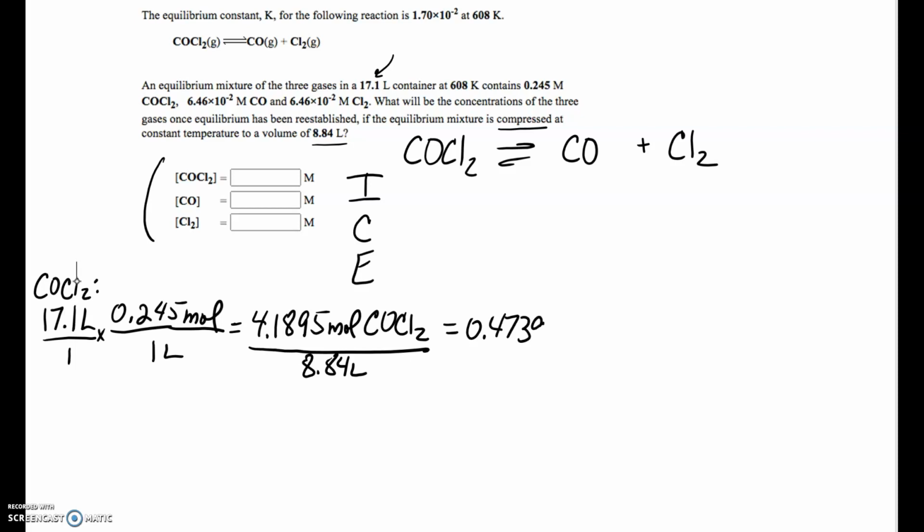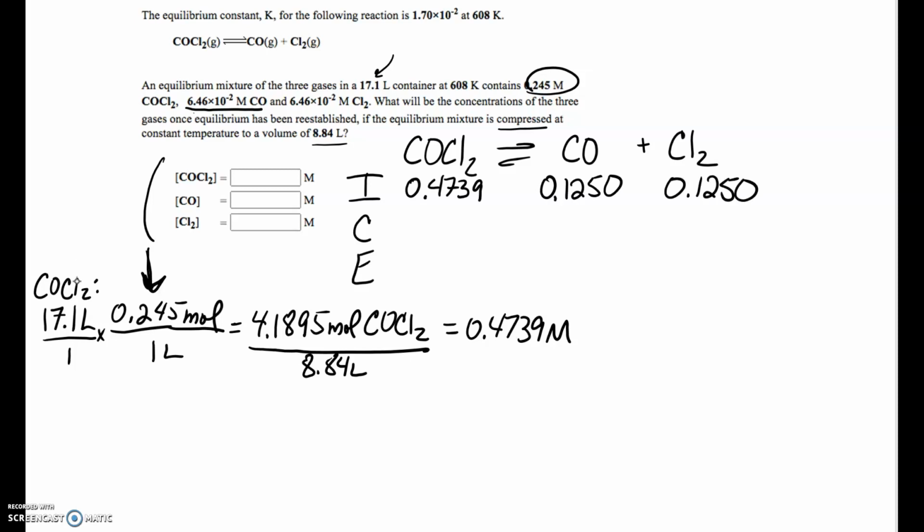So for the COCl2, I've got 0.4739. Now, do you think we should walk through the other ones, or do you think they can do that? I think they can do that. So just this number will change. We got that from here. And so for our carbon monoxide, we would put that number here and change it from 17.1 liters to the 8.84. When we do that, we have our new initial, 0.1250 for both the CO and the Cl2.